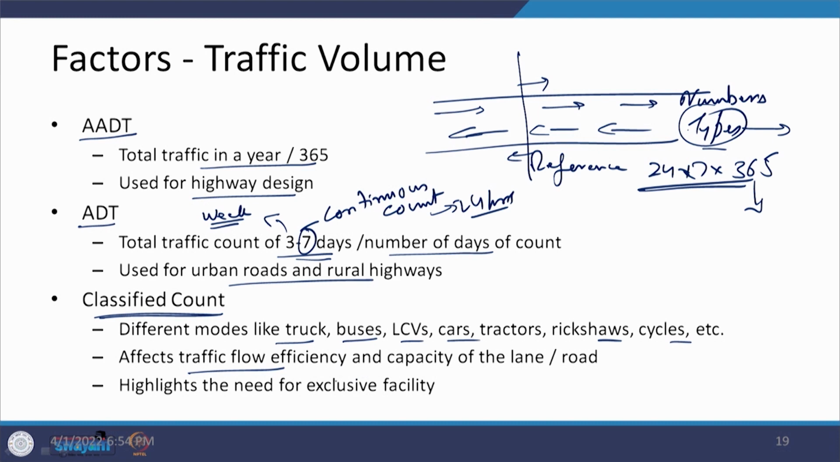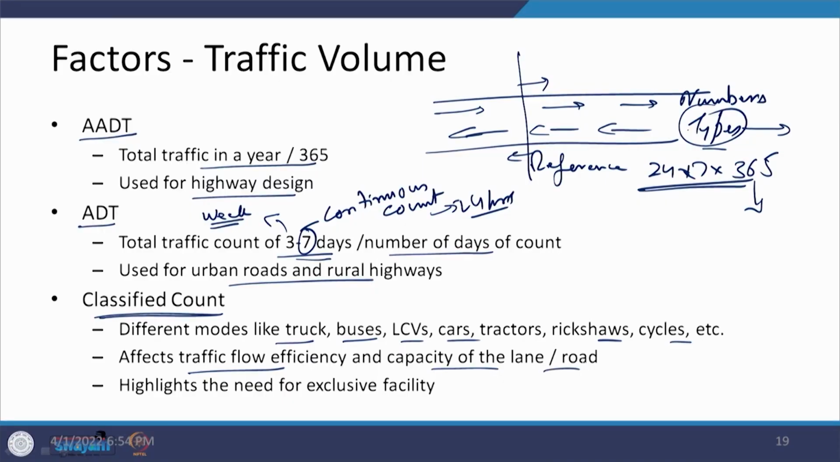If more of the trucks are there, the speeds are going to be low. If more of the cycle rickshaws or cycles are there on a road, then again it may impact the speeds, or the capacity of the lane or the road is also going to be affected. If more bigger vehicles are there, then a smaller number of vehicles will be able to pass this section, and that is where we will say that the capacity of the road is reducing.